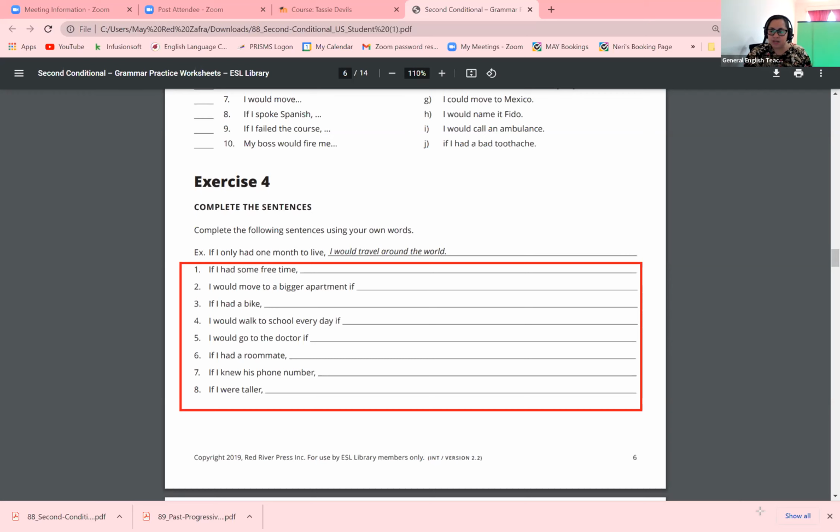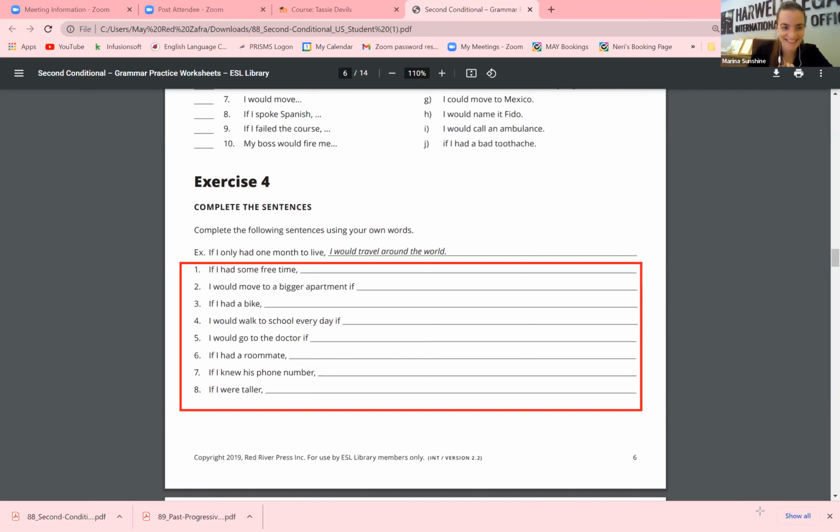I would move to big apartment if I had enough salary. Well, you have an enough salary. Maybe if I had higher salary, Marina? Yes. If I had higher salary, yes. I would move to a big apartment if I had a lot of savings. Yes, that's correct. If I had a bike, I would ride to work every day. Correct. I would move to a big apartment if I had enough money. Yes. If I had a bike, I would buy a helmet. Yes, I would buy a helmet.